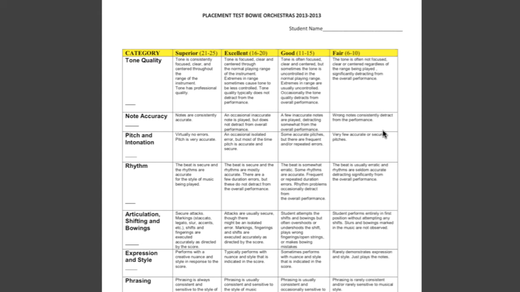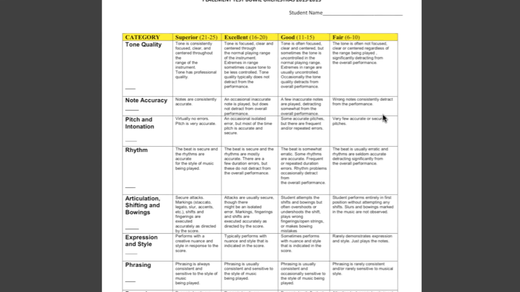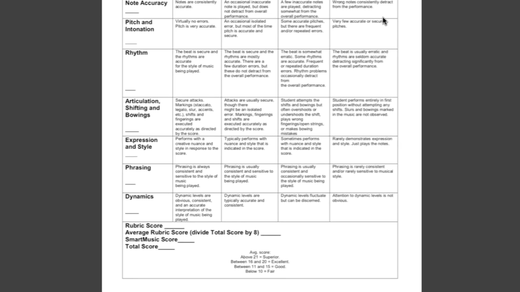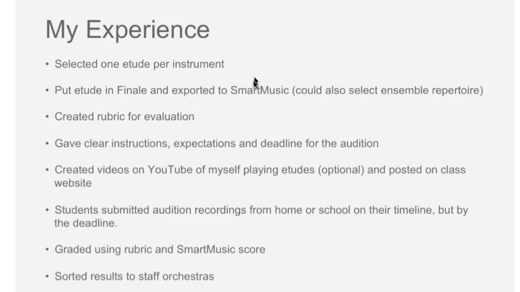At the time I used Adobe Pro, I think it was, which allowed me to make this rubric fillable and have formulas so that it would calculate the scores right away. You don't even have to do that with SmartMusic. You can create your own rubric inside of SmartMusic, and I can show you a little bit of that as well. Then I gave clear instructions to the students in terms of expectations, what they needed to do and by when they needed to do it, and what was going to happen if they didn't do it by the deadline.